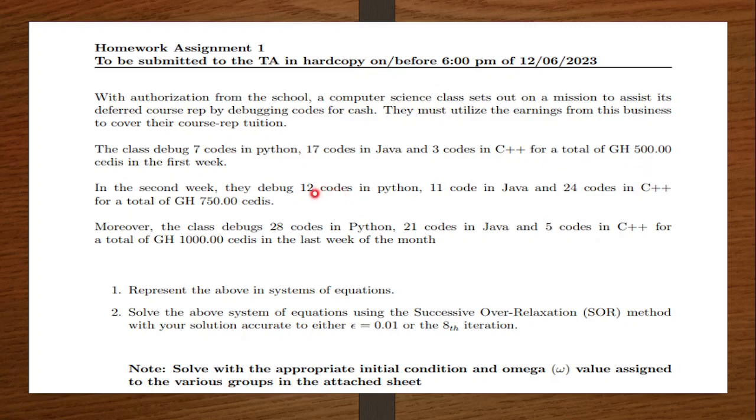So 7x plus 17y plus 3z equals 500 for our first equation. Our second equation will be 12x plus 11y plus 24z equals 750, and our last equation will be 28x plus 21y plus 5z equals 1000. So that will be our system of equations.